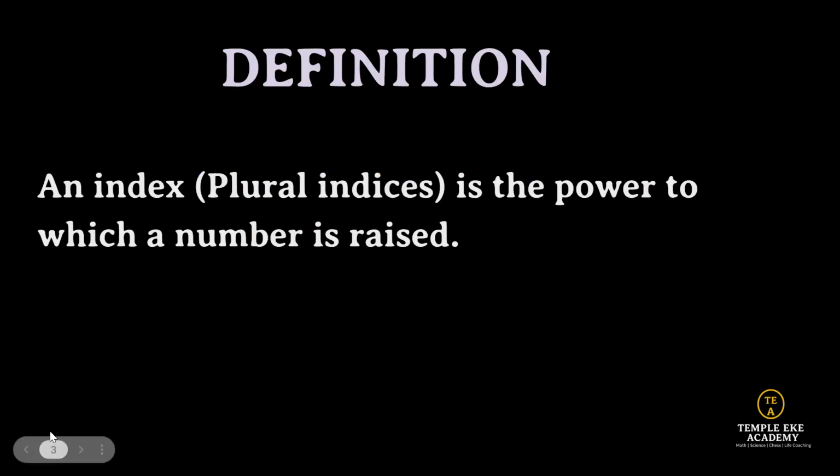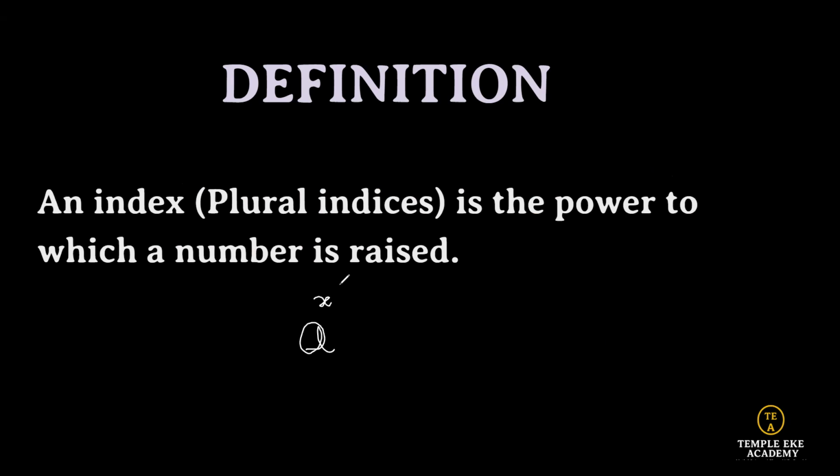We're looking at what an index is. An index generally is the power to which a number is raised. A number raised to a power. The power to which the number is raised is known as the index. Let's start straight away. We have a number represented by A, and we have a power on it, X. That power to which the number is raised is what we call the index, and the plural is indices, as we have observed in the definition. So this is the index.